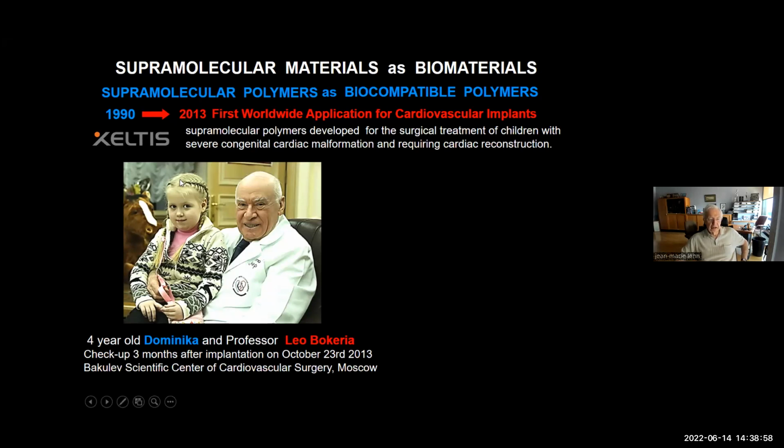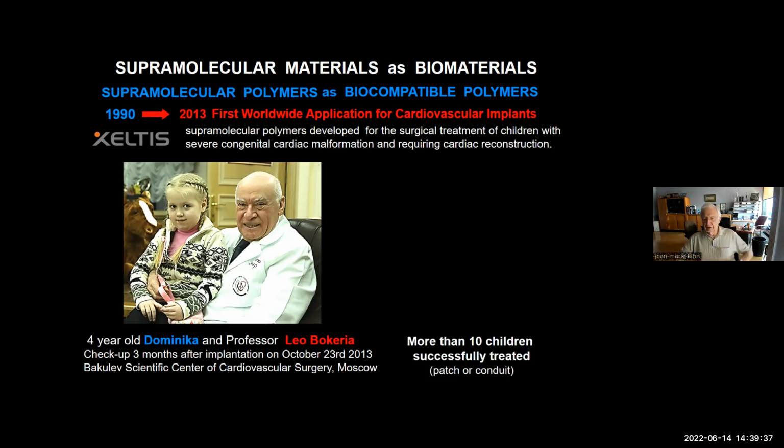And here you see the little girl, Dominika, who was operated on by Leo Bokeria from the Bakulev Scientific Center of Cardiovascular Surgery in Moscow in 2013. So this was, of course, a very nice demonstration that research which had started with nothing else than basic research, thanks to the fact that a company, Xeltis, from the Netherlands, thought that this could be very interesting for medical applications. And then, of course, you had to find somebody who was ready to do it, which is shown here.